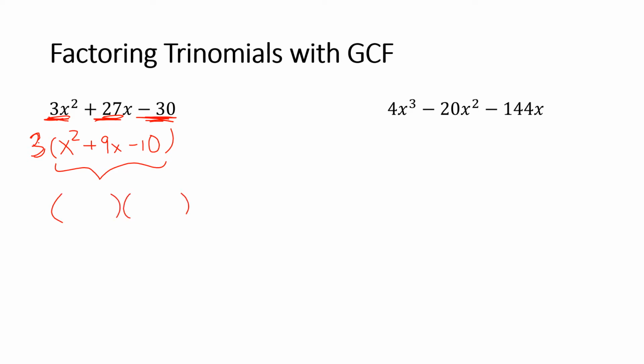In order to factor it, I know I would start with x times x in order to get that x squared. And then I need to think of two terms that multiply to negative 10 and add up to 9. That would be positive 10 and negative 1. 10 times negative 1 is negative 10, and 10 minus 1 is 9. Now, don't forget to bring down that 3 out there in the very front. It will be part of your final answer.